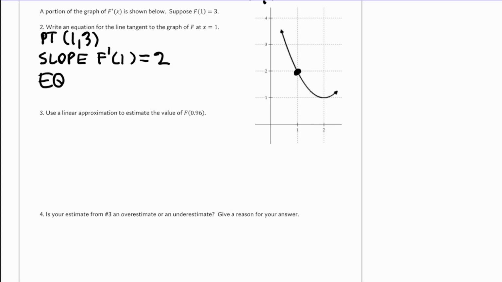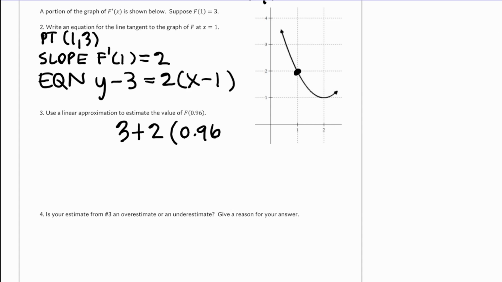So the equation will be y minus the y-coordinate equals the slope times x minus the x-coordinate. And then we'll use a linear approximation centered at x equals 1 to estimate the value of f of 0.96. Okay, so I'm going to basically just plug in 0.96 right there and solve for y and say that's my approximate value. So that would be 3 plus 2 times (0.96 minus 1), and that's going to be approximately equal to f of 0.96.